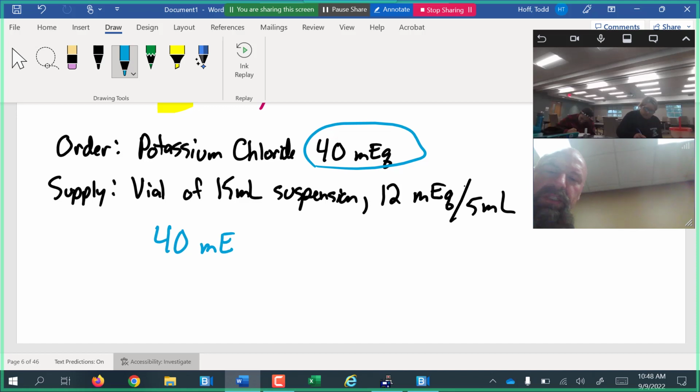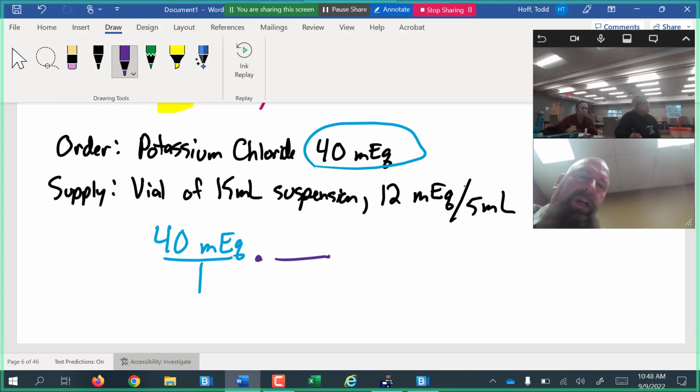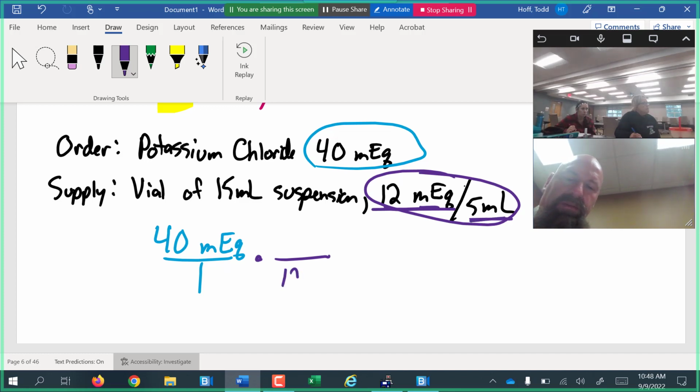milliequivalents. We'll put it over 1 so that we can do our dimensional analysis. With the IV flow rates, the time gave us the denominator automatically. If we don't have that, we can just put 1 in there to make it a fraction. And then in our conversion factor here, we have this equivalency. This is saying 12 milliequivalents is equal to 5 milliliters. So I put my milliequivalents on bottom. 12 milliequivalents equals 5 milliliters. So the milliequivalents cancel out.